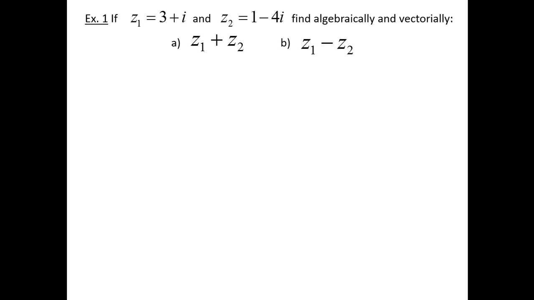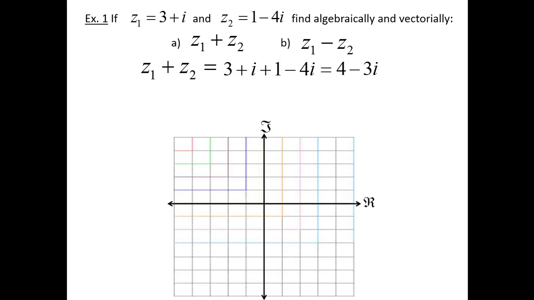Okay, so if we were asked to add two vectors together, or two complex numbers together, algebraically and vectorially or graphically, algebraically it's real simple. You did this in Algebra 2. You just add the two numbers together by combining like terms. But graphically, here's what this would look like.